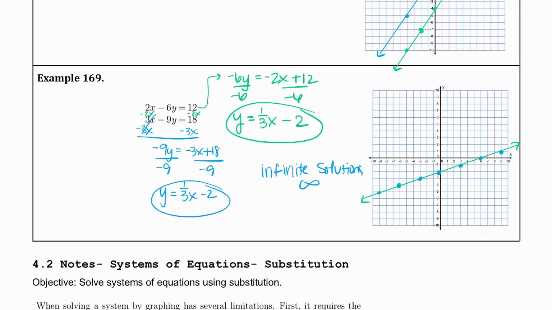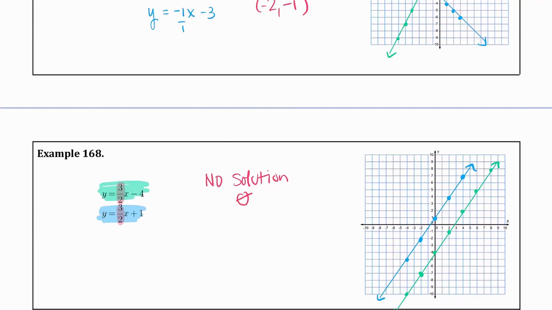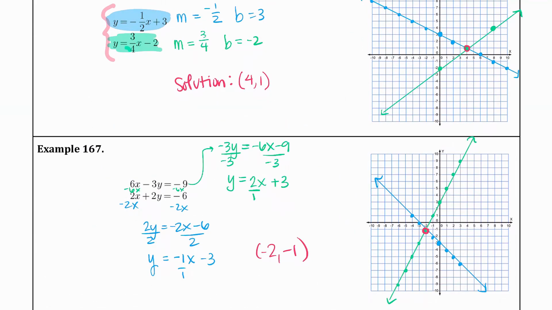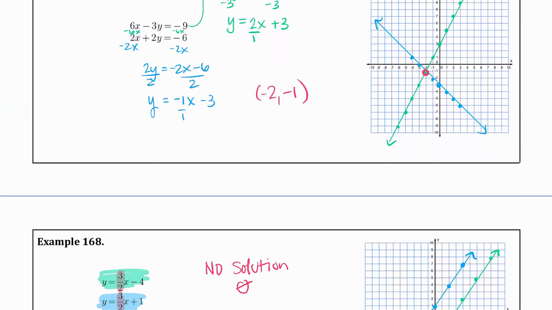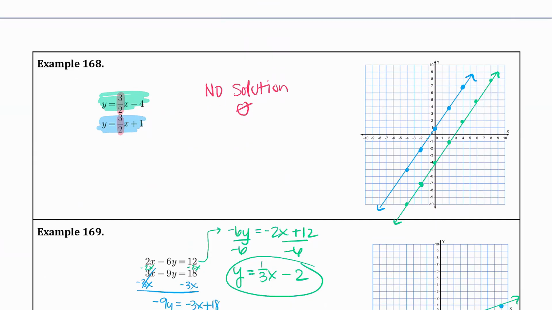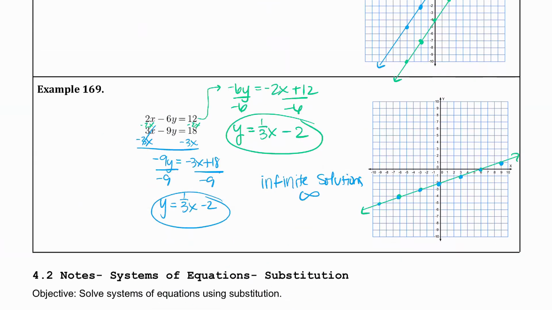So when we're solving systems of equations, we can essentially have 3 outcomes. We can have one solution where they cross at just one point. We can have parallel lines, which gives us no intersection or no solution. Or we can have the same line graphed on top of itself, which gives us infinite solutions.